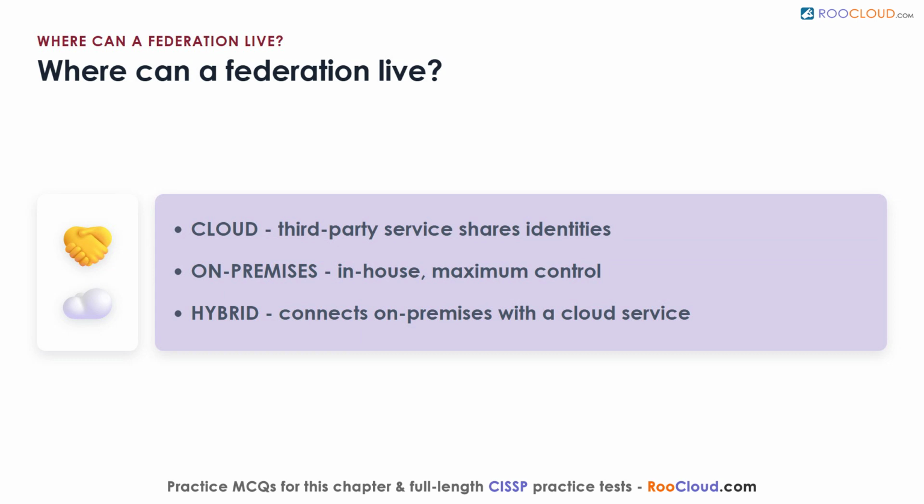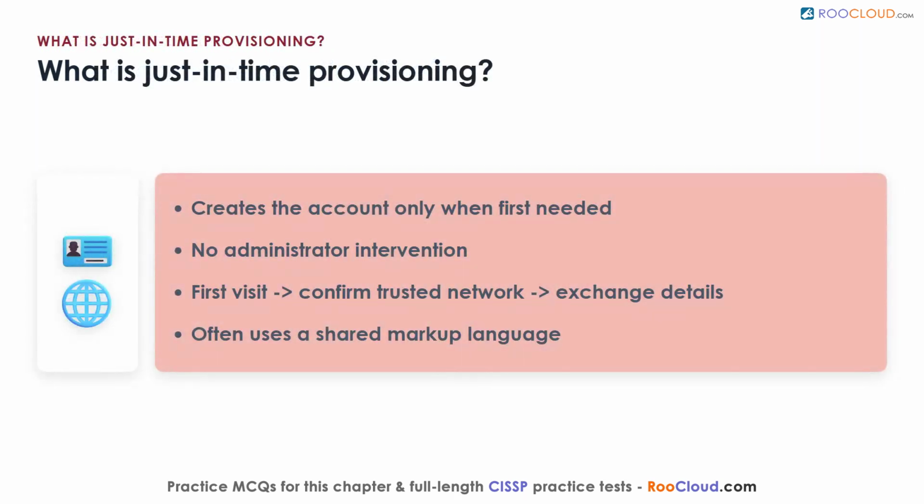while keeping maximum control. A hybrid stitches the two together, connecting an existing on-premises setup with a cloud service so users on either side still get single sign-on. Think of it as choosing whether the shared guest list is kept at your front desk, at an outside agency, or split between both. What is just-in-time provisioning?